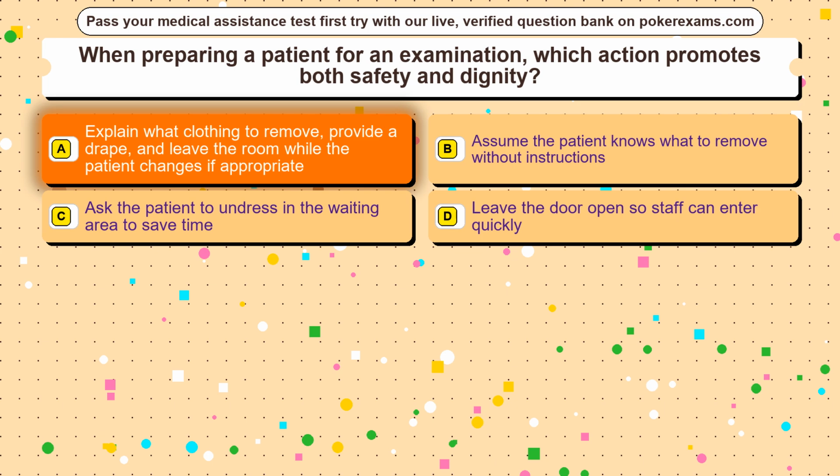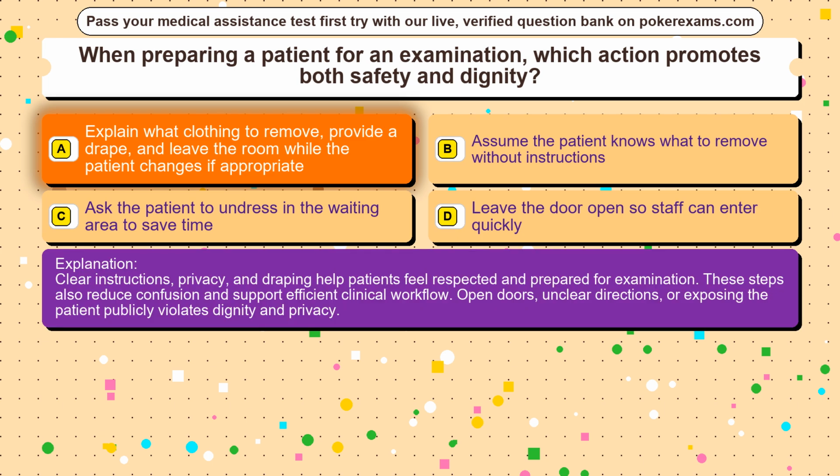The correct answer is option A. Explain what clothing to remove, provide a drape, and leave the room while the patient changes if appropriate. Clear instructions, privacy, and draping help patients feel respected and prepared for examination. These steps also reduce confusion and support efficient clinical workflow. Open doors, unclear directions, or exposing the patient publicly violates dignity and privacy.